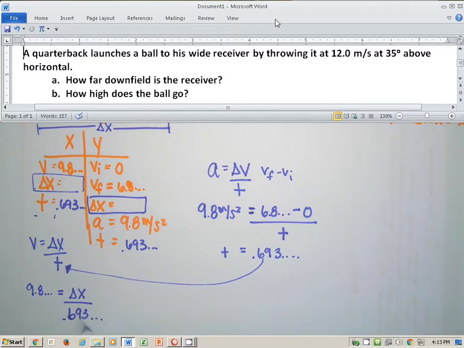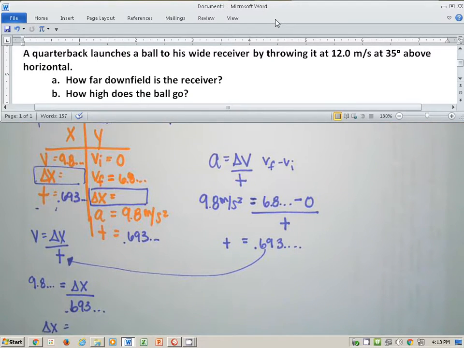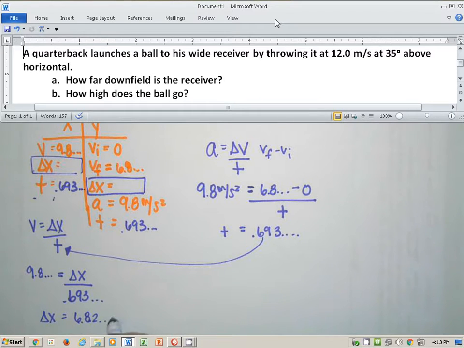When we multiply those together, I'm going to end up with a horizontal distance of, let's see, apparently I wasn't as prepared as I thought I was. I don't have all this stuff worked out. That gives me a horizontal distance of 6.82 and a bunch of digits, 6.82 whatever meters.